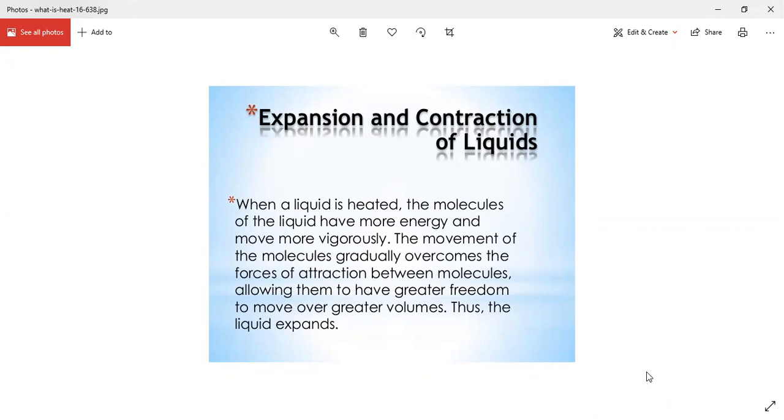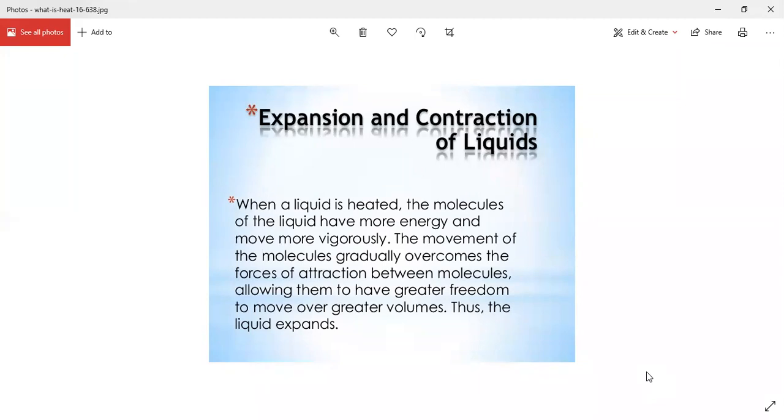Now, what happens in the liquid? Since liquid is made out of different molecules, as soon as the liquid is heated, the molecules have more space to move. Vigorously means openly and widely. The movement of the molecules gradually overcomes the forces of attraction between molecules and allows them to have greater freedom. Now over here, what they want to tell us is that if you compare solid and liquid together, liquid will expand and take more space than solid. Whenever liquid expands, it takes more space than a solid when the solid expands.